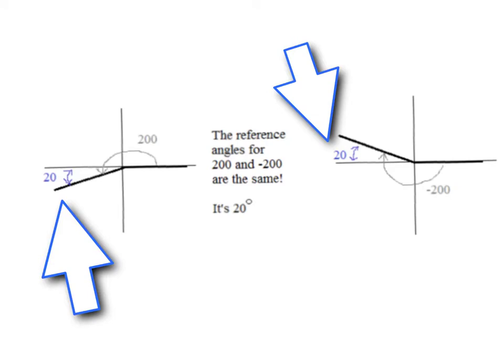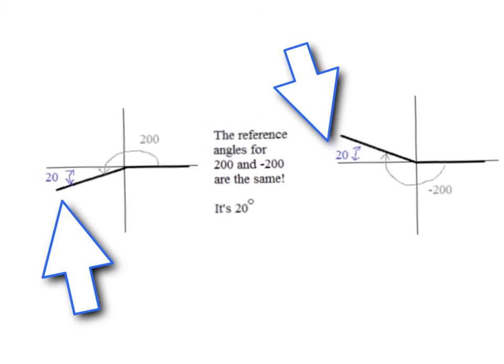Here's another example for 200 degrees or negative 200. For 200, the reference angle is 20 degrees. You could do 200 minus 180 is 20. Here's another one, negative 200. 200 minus 180 is still 20 degrees. Notice the reference angle is positive either way. Reference angle is always a positive number.